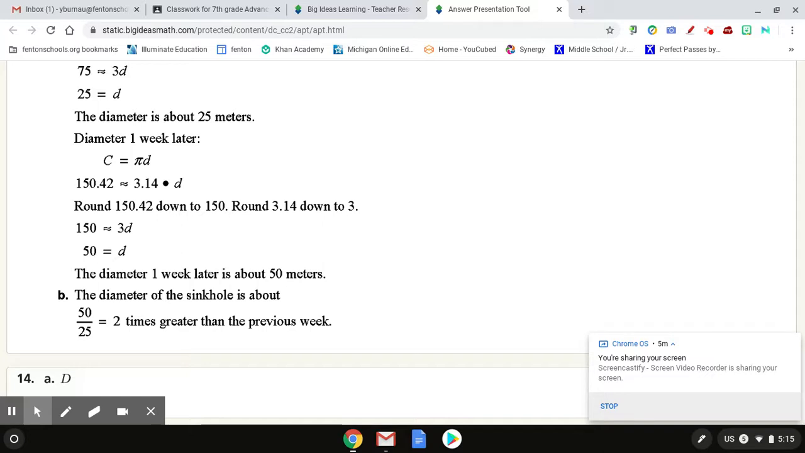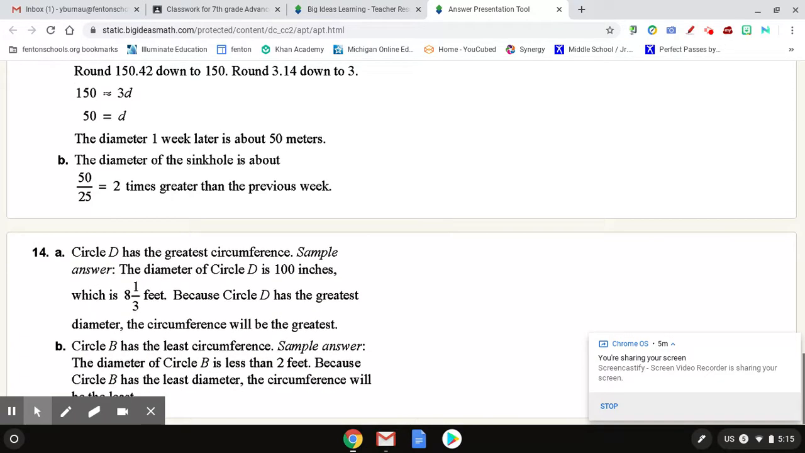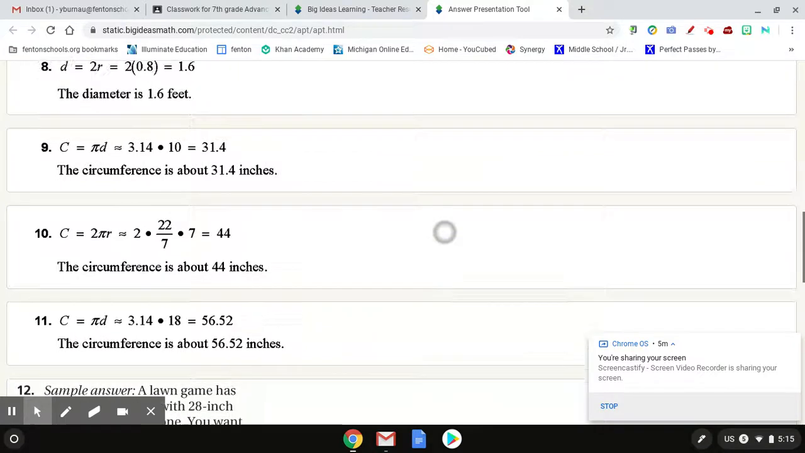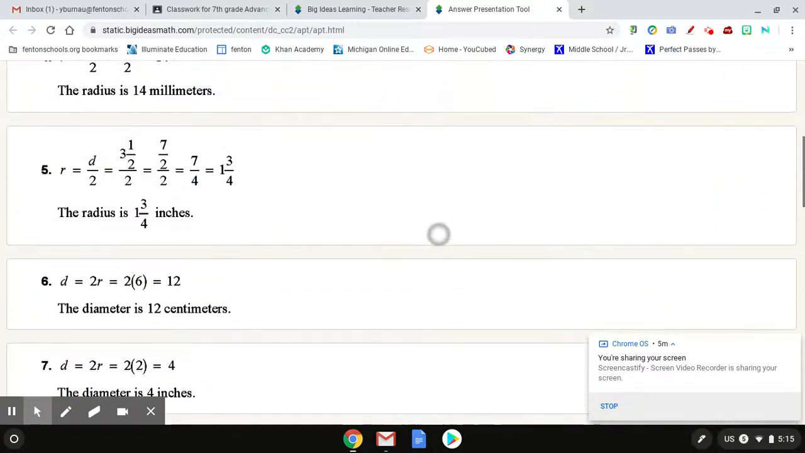All right, number 14. A is D, the circle with the greatest circumference, and then there's the explanation, and then B has the least circumference. Okay? All right, so those are the answers there. If you have any questions, just let me know.